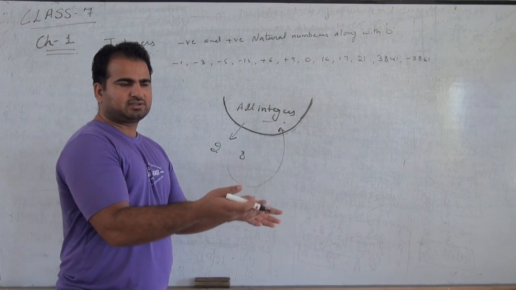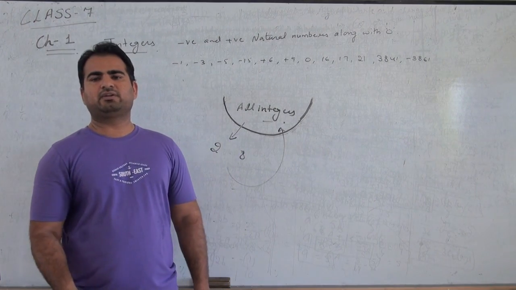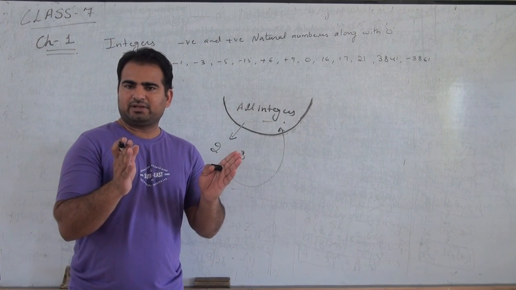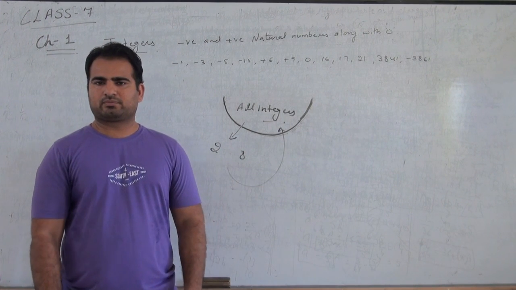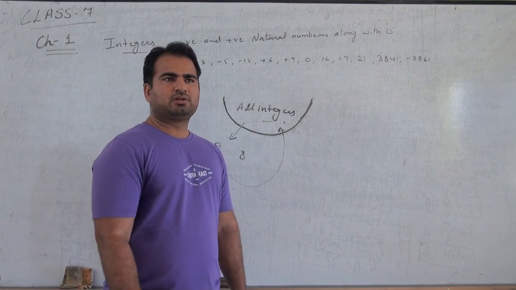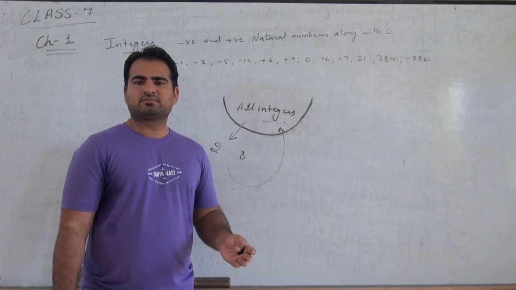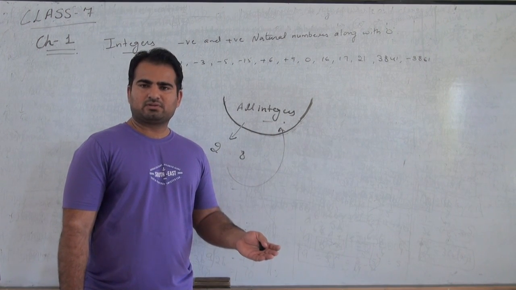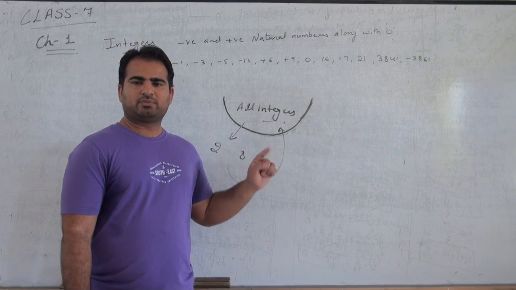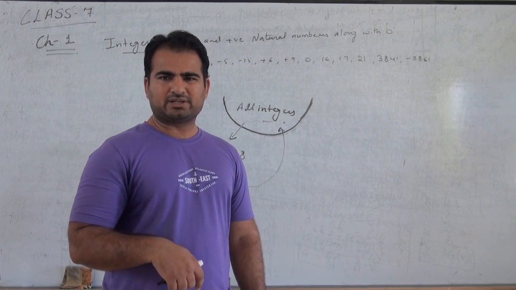In general terms we can say that if we add, subtract, divide, multiply two integers, will the answer be an integer or not? If it is an integer, then the closure property is associated. The closure property follows for addition. But if it is not, then the closure property does not follow for addition.